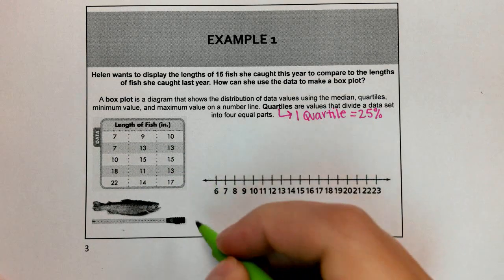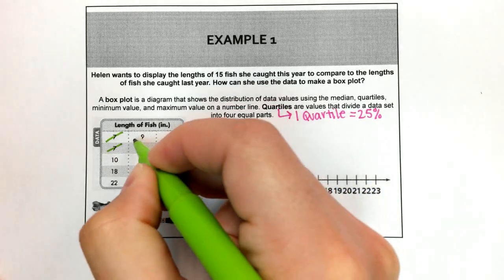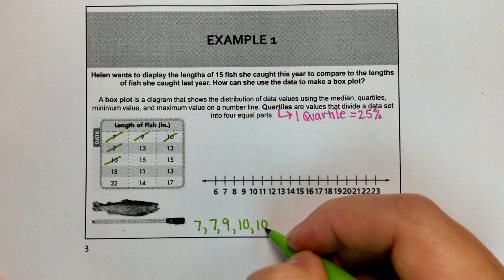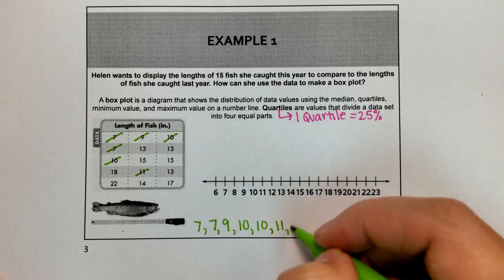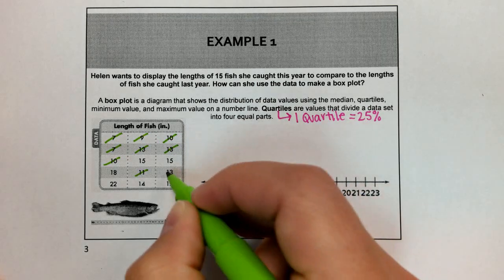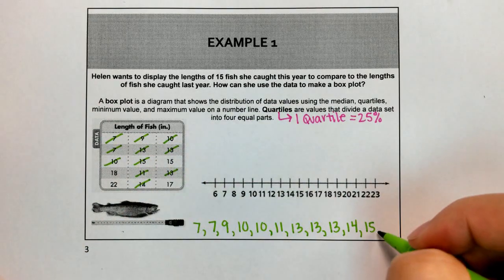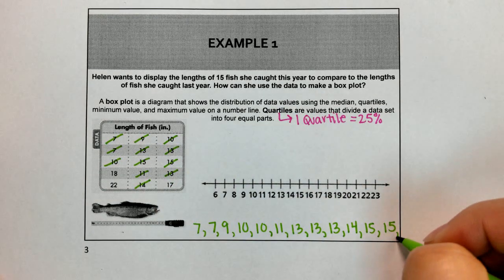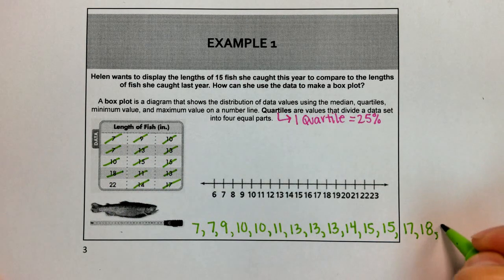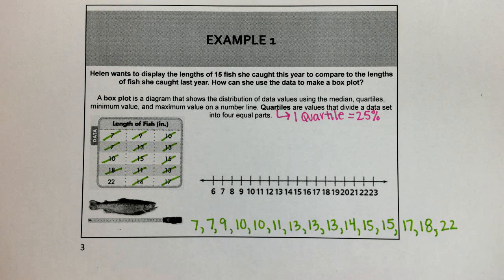So my first number would be 7, 7, 9, 10, 10, 11, 13, 13, 13, 14, 15, 15, 17, 18, and then 22.